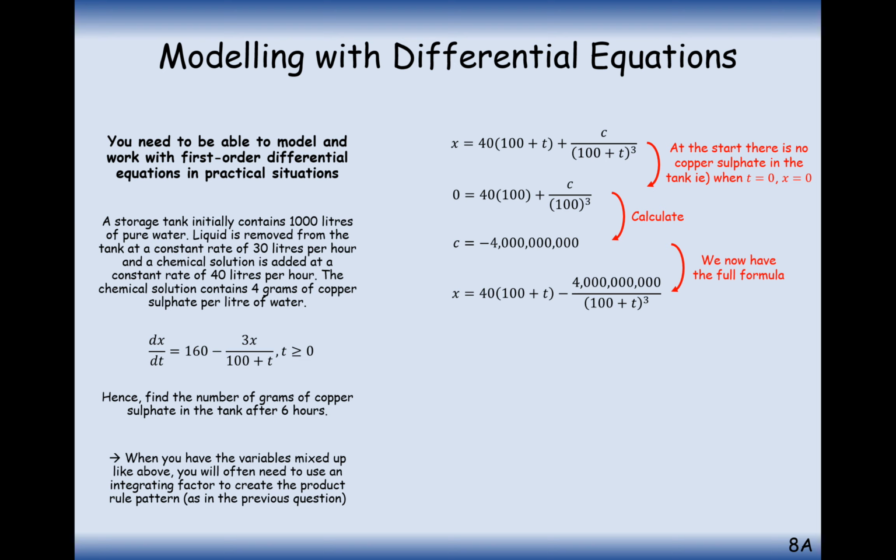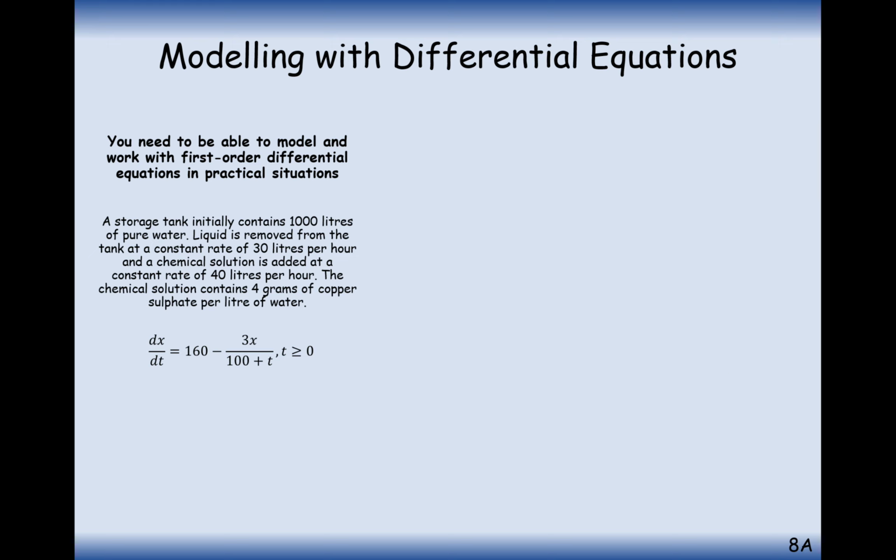And now we need to just plug in the value for t equals 6 to find out what x is, and do the calculations. We get 882 grams. So there we are. That's how many grams of copper sulfate are in the tank after 6 hours. Right, and move on to the final part.